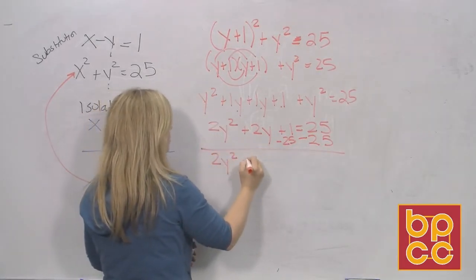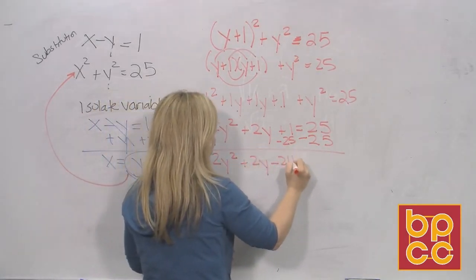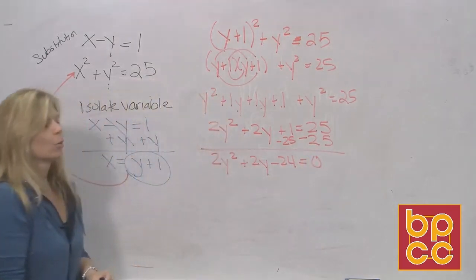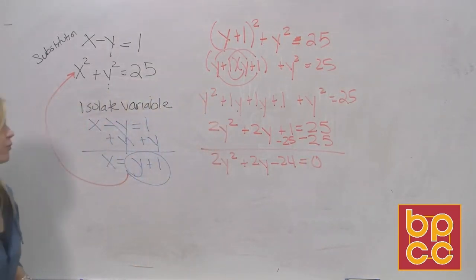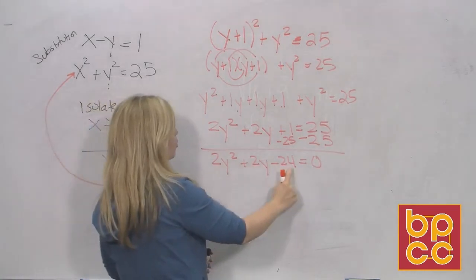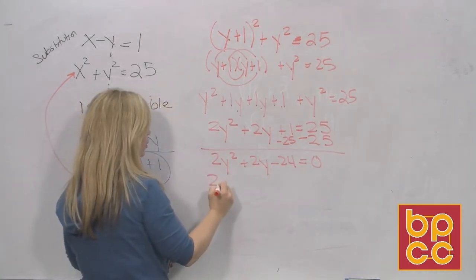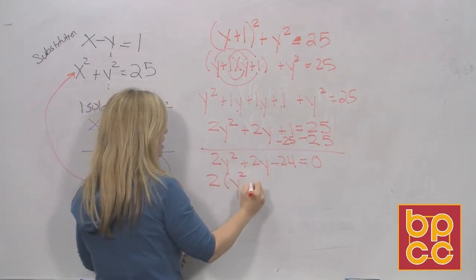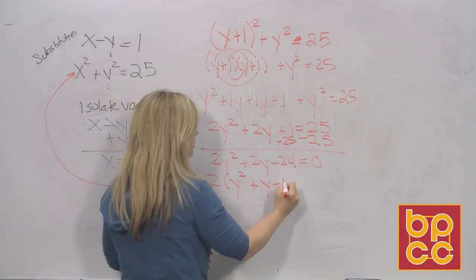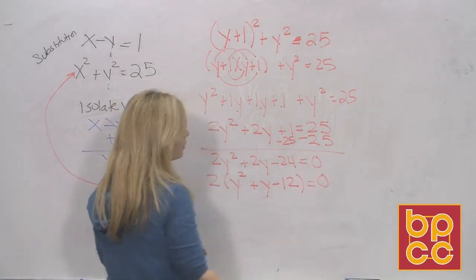2y squared plus 2y minus 24 equals 0. We're going to do the rules of factoring. What's your first rule? That's right, it's GCF. What do they all have in common? I'm going to pull a 2 out. That's going to leave me y squared plus y minus 12 equals 0.